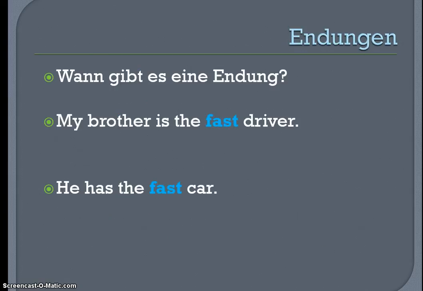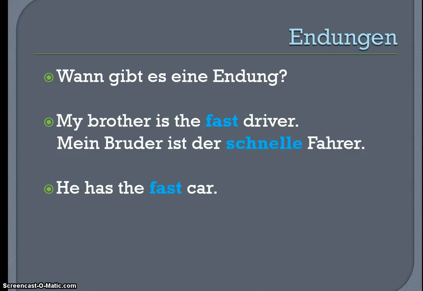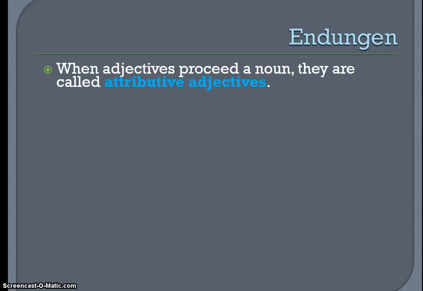Okay, moving on. The question is, when is there an ending? We have the sentence, my brother is the fast driver. In German, mein Bruder ist der schnelle Fahrer. Here is a second example. He has the fast car. In German, er hat das schnelle Auto. Both of these examples are attributive adjectives. They are adjectives that come in front of a noun. Therefore, they take an ending that reflects the number and gender of the noun behind.